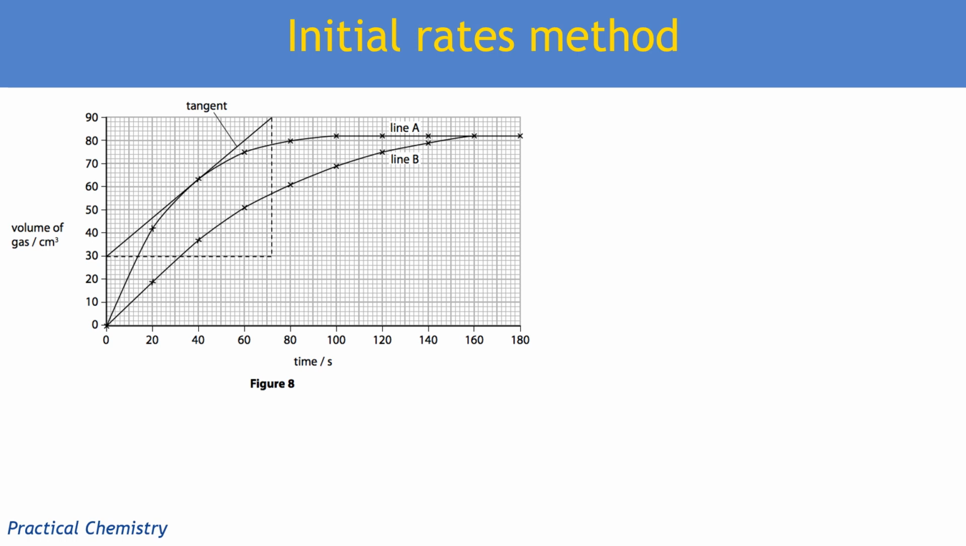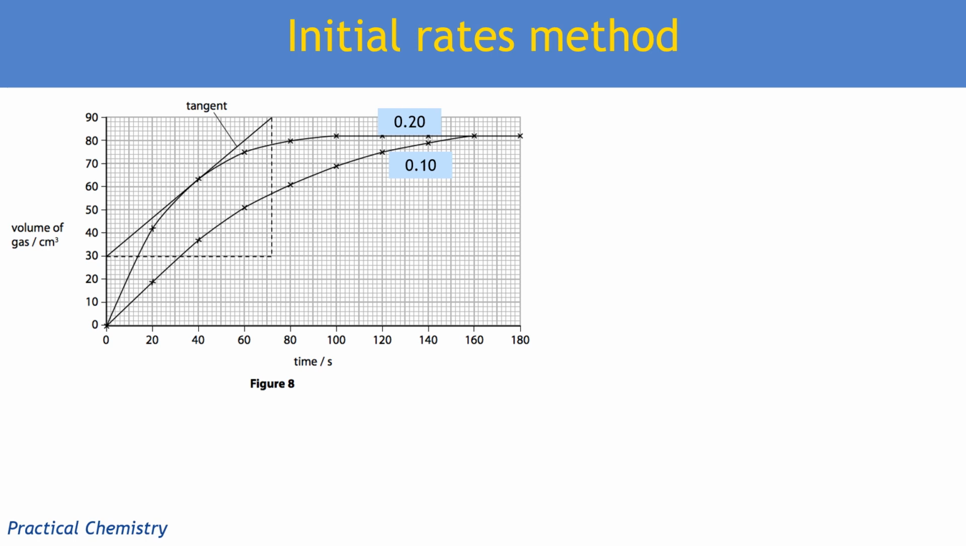Okay, but that's actually a long-winded method. We could also use the initial rates method, which is far more common if we want to find the order with respect to a particular reactant. So to find the order, we need to compare the rate of reaction at different concentrations. So for example, we may have done 2 experiments, and in this case, one of the experiments, like line B, is 0.1 moles per dm cubed, and the other one is 0.2 moles per dm cubed.